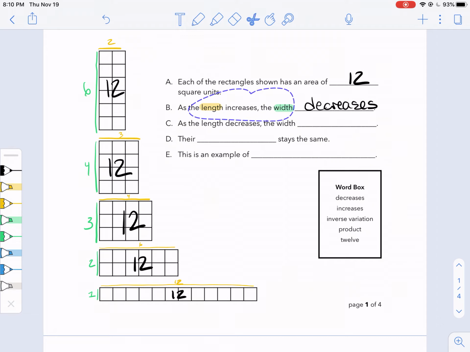And the opposite is also true. As the length gets shorter, the width, in fact, increases. However, their area always stays the same. That is, their product always stays the same. This is an example of what's called inverse variation.